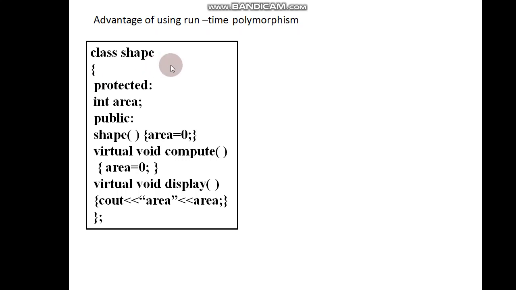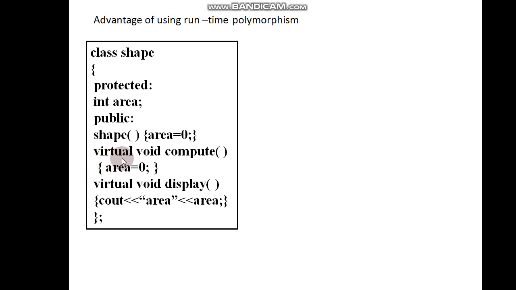So inside the shape we have a data member area which is made protected so that area will be private to the class shape and it will be inherited by just the immediate derived classes. In public we have a constructor shape which initializes area to 0 and there is a compute function which computes area. As this is a base class shape, area will be 0 and we are making this function as virtual.